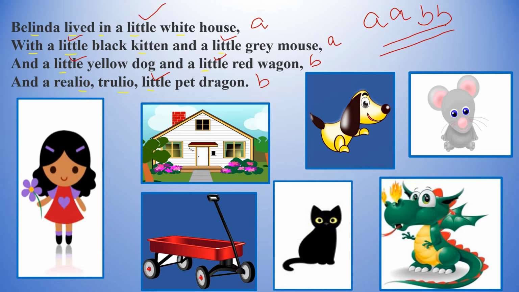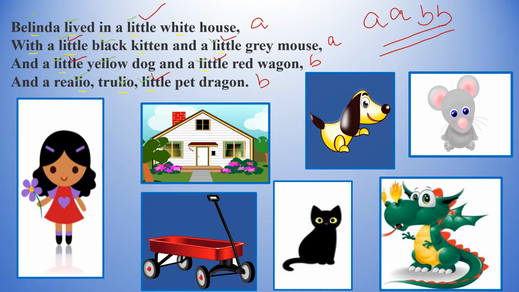And the third poetic device which is used in the stanza is consonance. And consonance is the repetition of the consonant sounds in the beginning, middle, or at the end of two or more consecutive words. And as we can see here, in the whole stanza, the L sound is very much prominent. Belinda lived, little, little, black, little, again little, yellow, little, Relio, Trulio, little. So here the L sound is very much prominent. So this is the example of consonance.